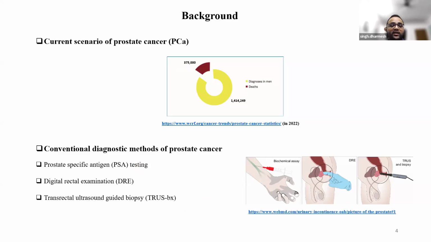The other test is DRE, digital rectal examination. A clinician physically examines the prostate via the rectum to check for any irregularities such as lumps. And the other is TRUS biopsy. If PSA or DRE raises suspicion, then TRUS is used to image the prostate and guide the biopsy needle to sample the tissue, typically via 10 to 12 cores taken from the peripheral zone.